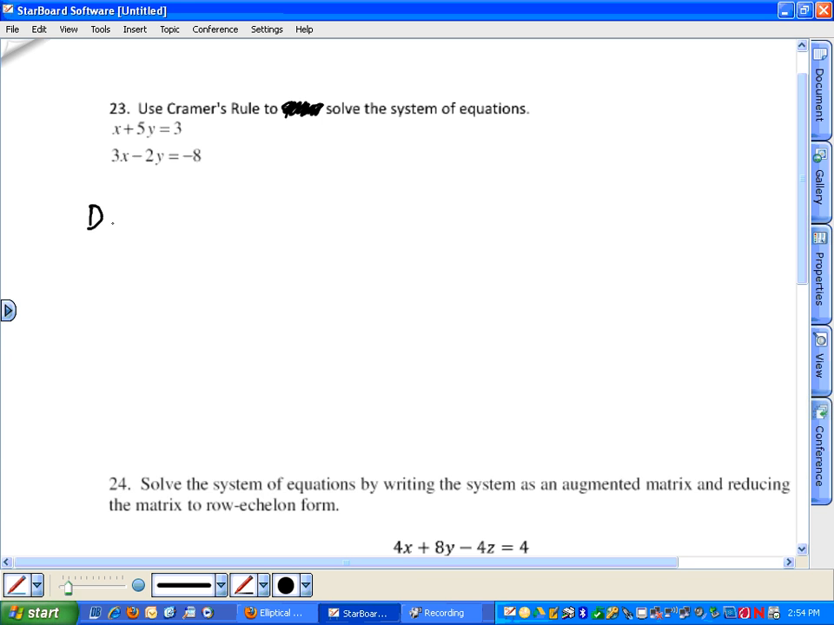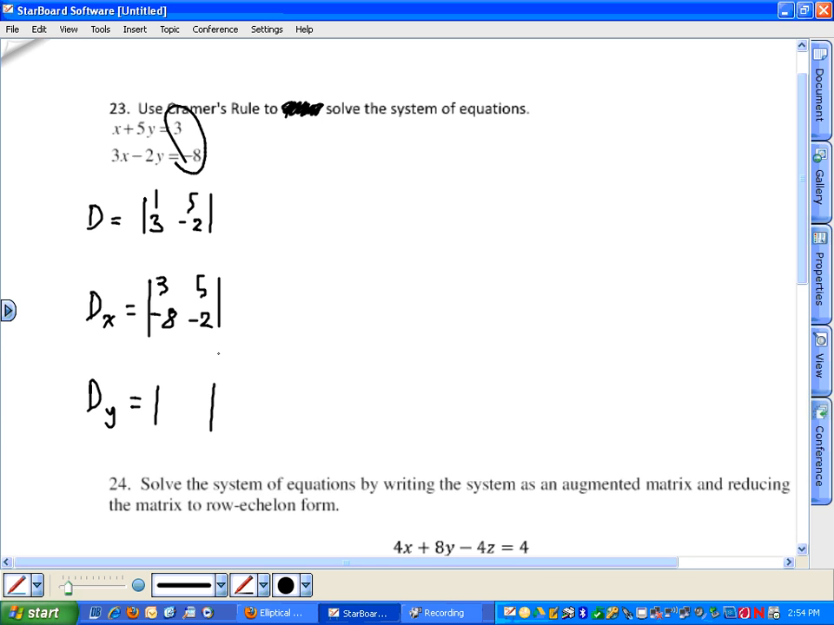Okay? Determinant D is the determinant of the coefficient matrix 1, 3, 5, negative 2. Determinant D sub x is a determinant where the x column has been replaced with these values here, so 3, negative 8, and then 5, negative 2. The determinant D sub y is a determinant in which the y column has been replaced with these values. So the y column becomes 3, negative 8. The x column stays 1, 3, as it originally appears here.